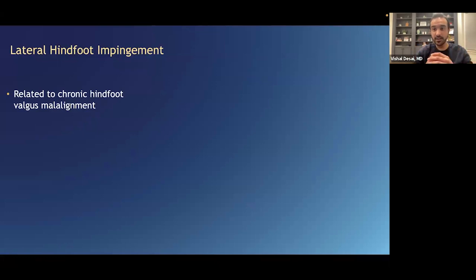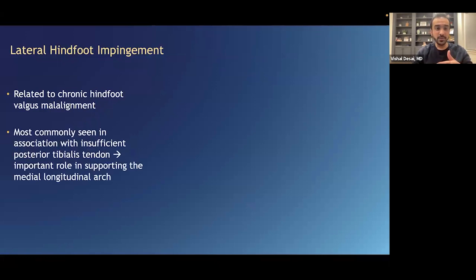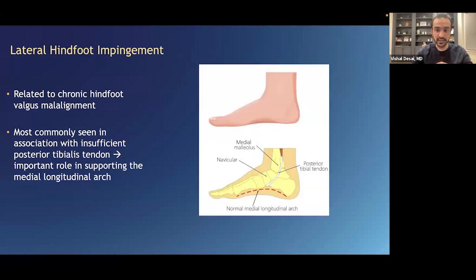That hindfoot valgus malalignment can happen with congenital deformity, spring ligament insufficiency, but it's most commonly seen in association with an insufficient posterior tibialis tendon. That PTT runs behind that medial malleolus, has attachments to the navicular, the medial cuneiform, the bases of the metatarsals, and for that reason plays an important role in supporting the medial longitudinal arch.